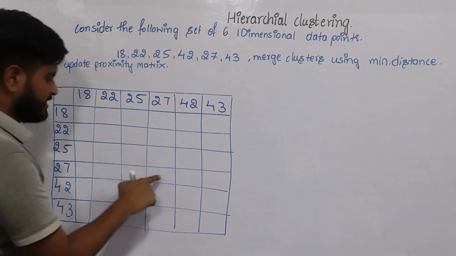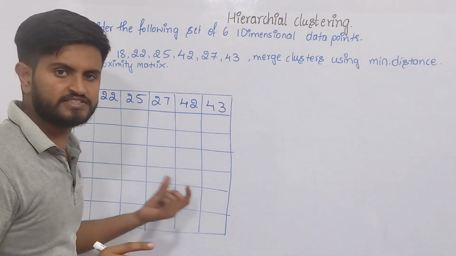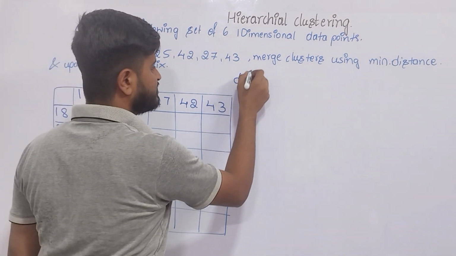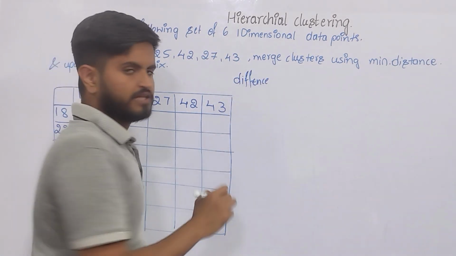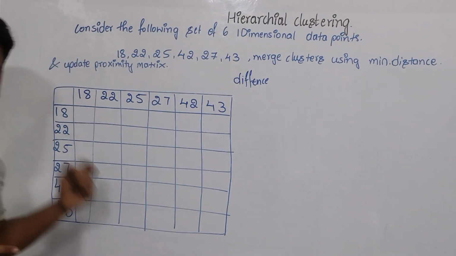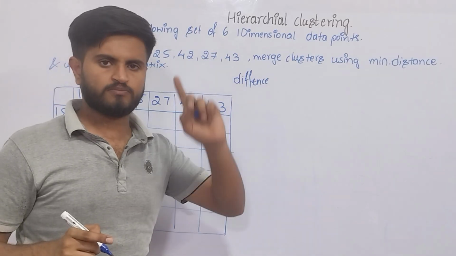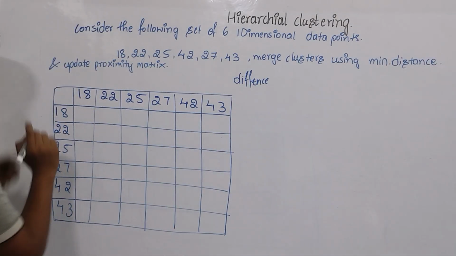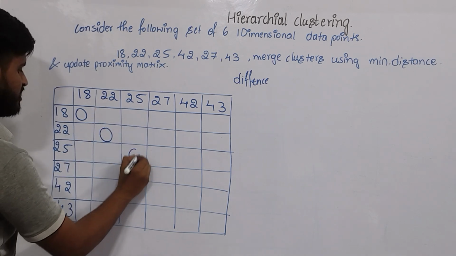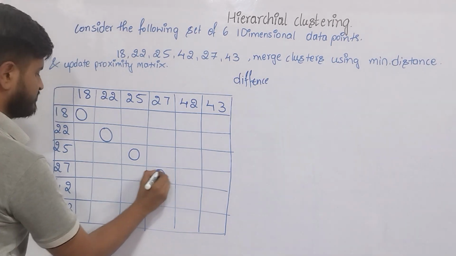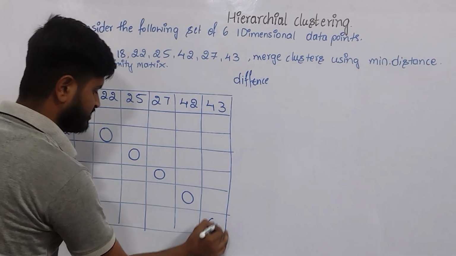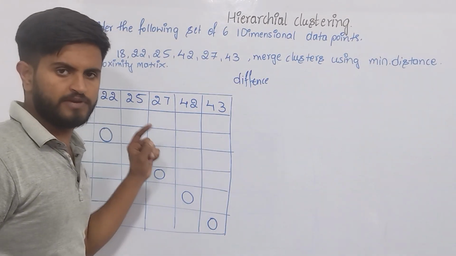In the diagonal elements you will be filling 0. This is the shortcut: you will be finding the difference, and that must be a positive value. So of the two values, the smaller will be subtracted from the bigger value. I will show: 18 minus 18 will be 0, 22 minus 22, 0, 25 minus 25, 0, 27 minus 27, 0, 42 minus 42, 0, 43 minus 43, 0. So I said diagonal elements will be 0.